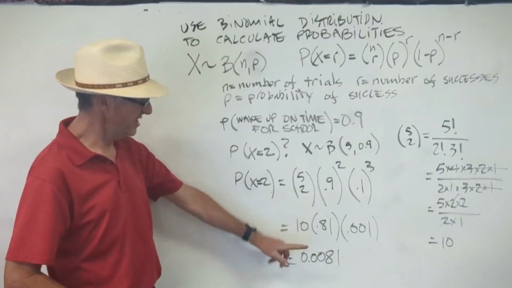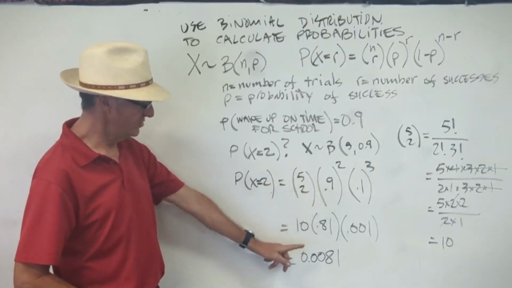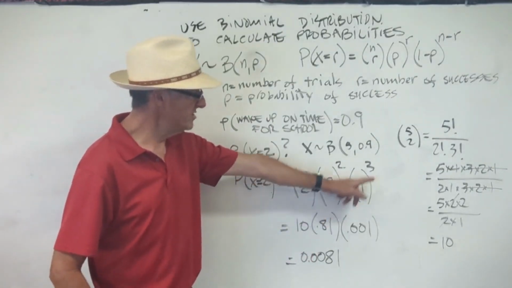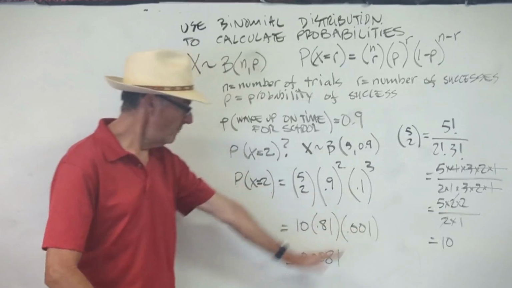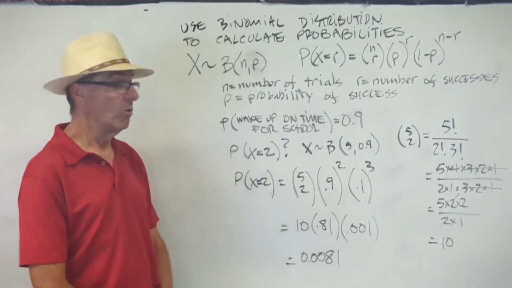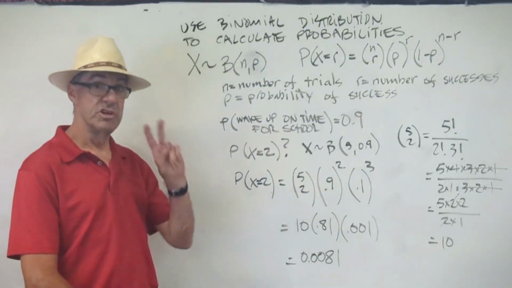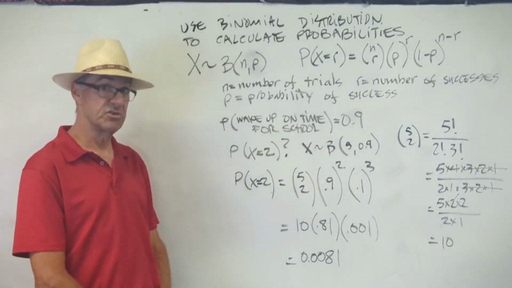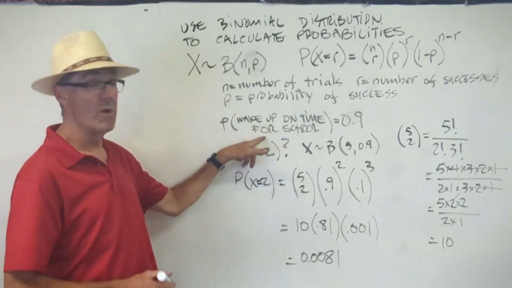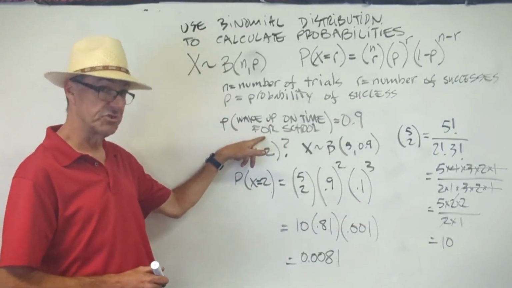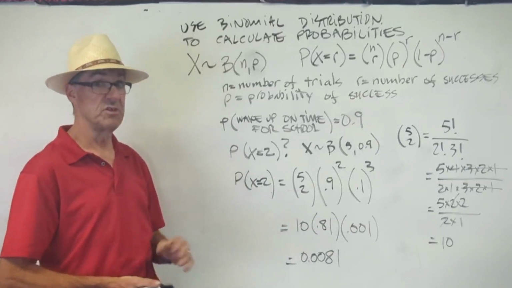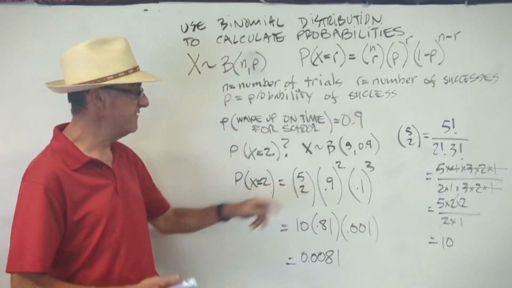My combinatorics is 10. 5 choose 2 gives me 10. 0.9 squared is 0.81. 0.1 to the third power is 0.001. Multiply those through, and that's my probability that this person will wake up on time exactly twice in a school week. So I got my 5 because we're talking about waking up on time for school. So there's only 5 trials. You don't have to wake up on time for school on Saturday or Sunday. So that's where the 5 comes from.